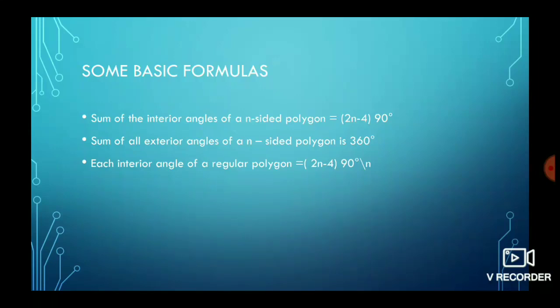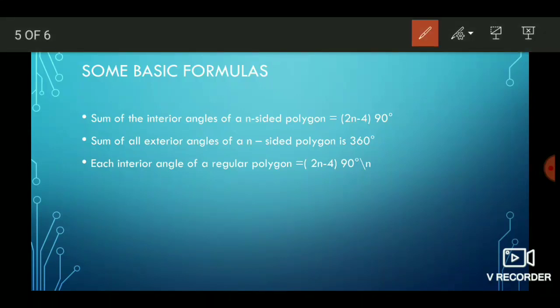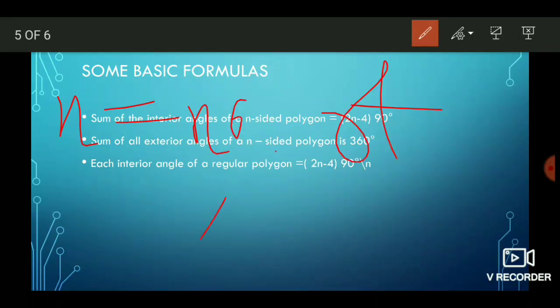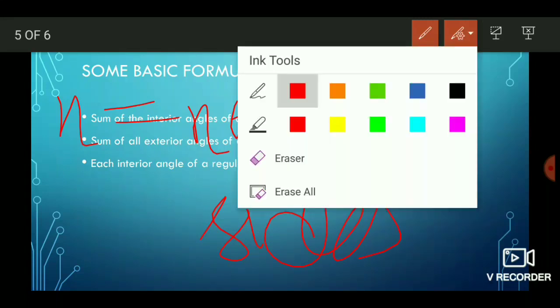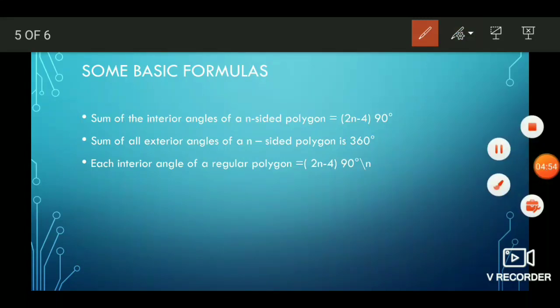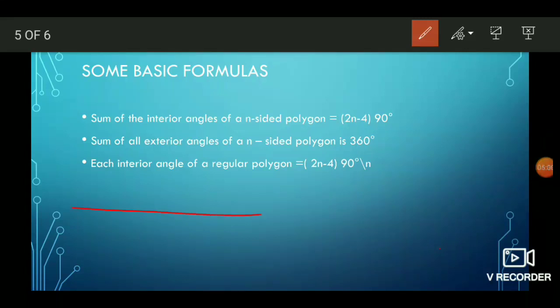Not particularly the regular polygon, but for each interior angle of a regular polygon, we divide the sum of all interior angles by the number of sides. Here n denotes the number of sides. Now each interior angle, we have understood, is only applicable for the regular polygon.